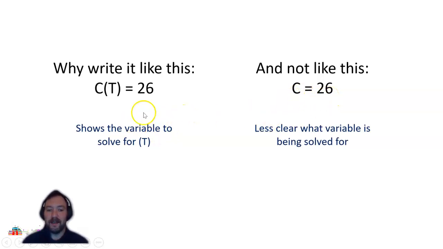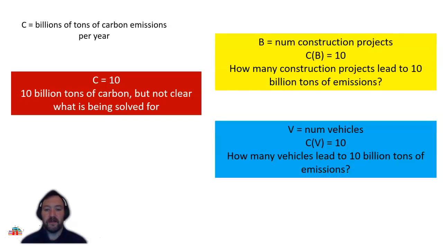It's not saying as clearly, okay, we need to solve for the variable of time, which is what the function notation does a really good job of showing, okay? So as an example, here's what I had in red there, C equals 10. Well, that says that there is 10 billion tons of carbon, because that's what C means, but it's not clear what's being asked to solve for.